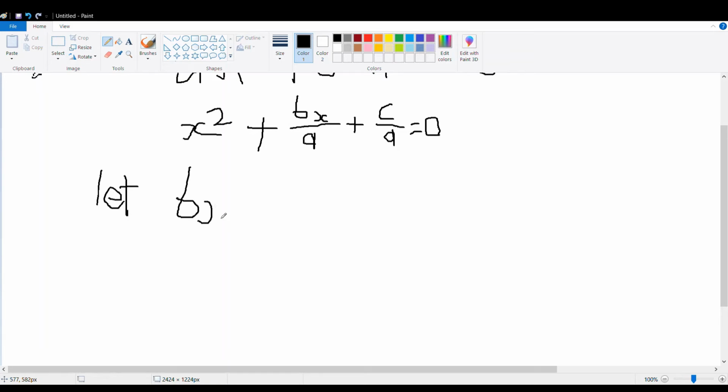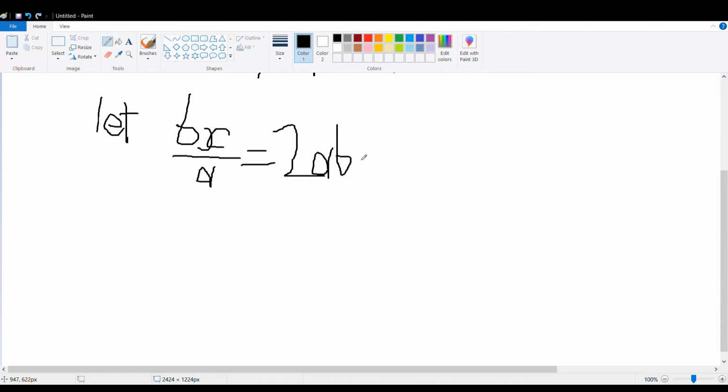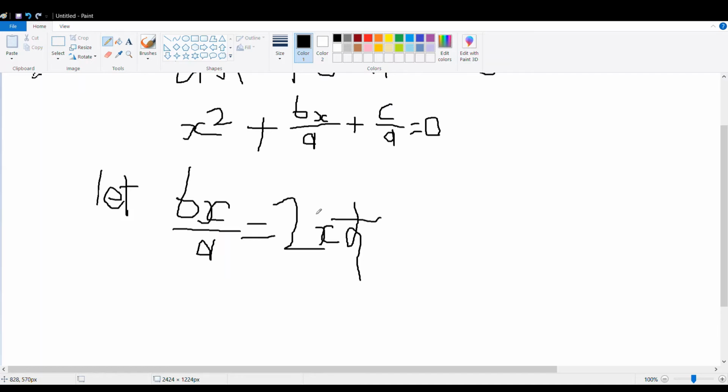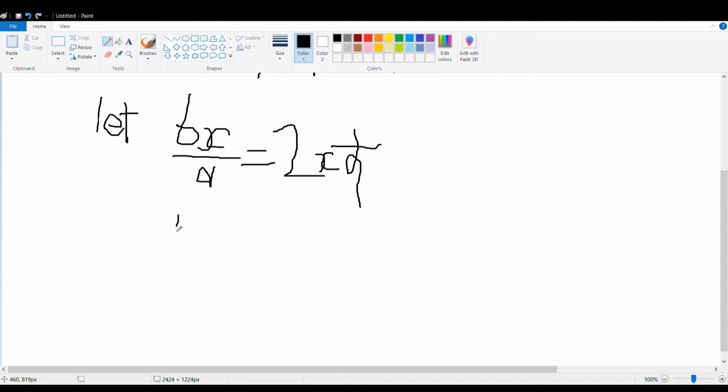If we say, let bx over a equal 2ab, although these a and b here aren't necessarily these values. You know what? We're actually going to replace that a with an x, and we'll make this b the Japanese letter su. Now we can get rid of x on both sides to be left with b on a, which is equal to 2 su.